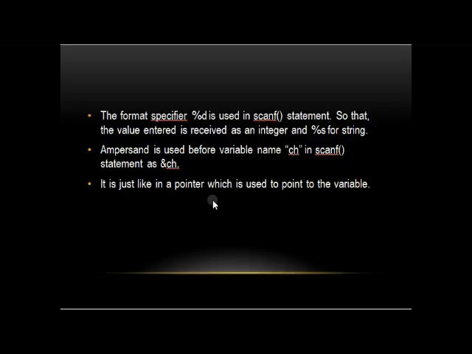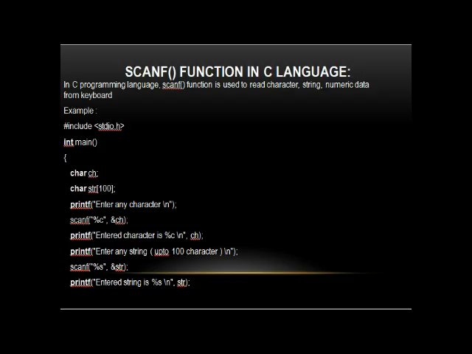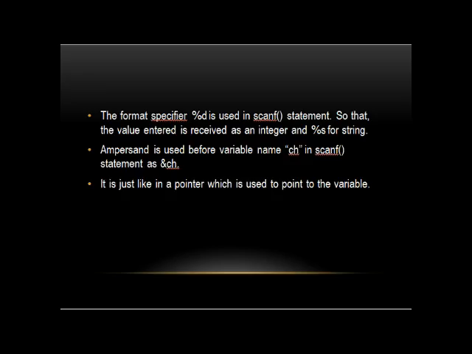The format specifier %d is used in scanf if it is an integer, and %s is used for string. There are many format specifiers. I will show you later. An ampersand is used before the variable name, that is &ch. Here we are using, see here, scanf("%c", &ch). Before the variable you need to use an ampersand. It's just like a pointer which is used to point to the variable.